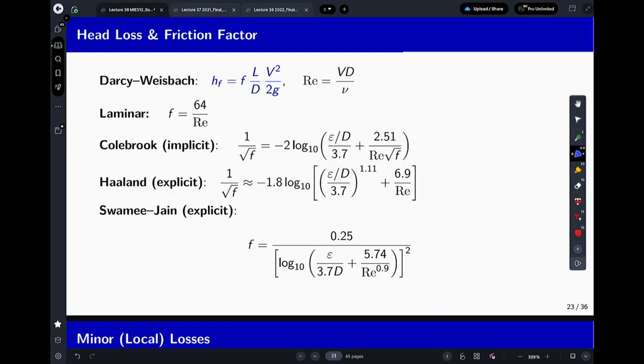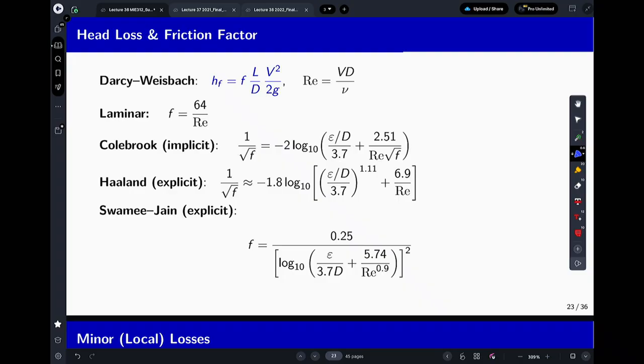Would you ever ask us to explicitly solve with Haaland or Swamee-Jain? Or are we always, like to iterate, we would have to use Haaland, right? No, you can use either. I ran into the Haaland equation in July when I started rewriting these notes, and I used Haaland because I knew about it and have used it for years. I ran into Swamee-Jain in the middle of this term.